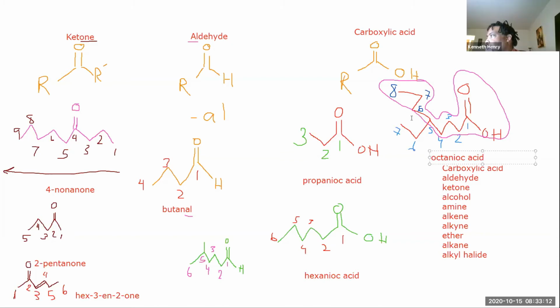Okay, and then this side chain, how many carbons? There's 2. Okay, so then that would be 5-ethyl, 5-ethyl octanoic acid. Piece of cake?